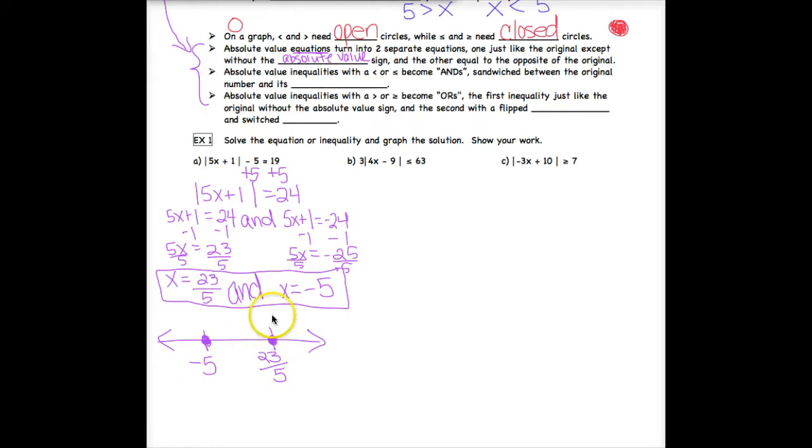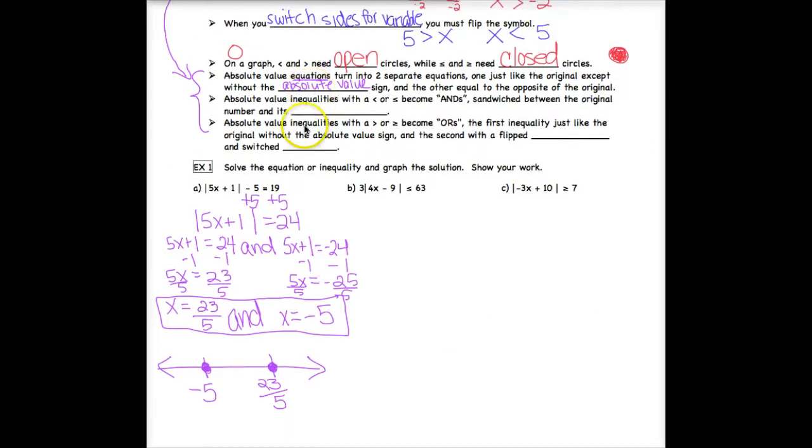Now you can always check your equations by plugging them back in. If I plug in 23 over 5 here, 5 times 23 over 5 is 23, plus 1 is 24. Absolute value of that is 24, minus 5 is 19. And you can check the other one as well. They should both work. All right, 2 little blanks to fill in, 2 examples to go.